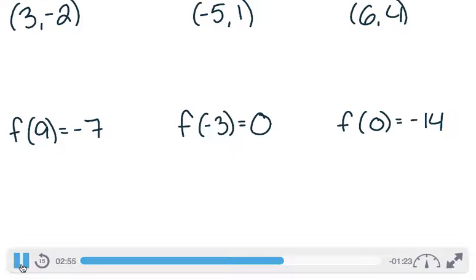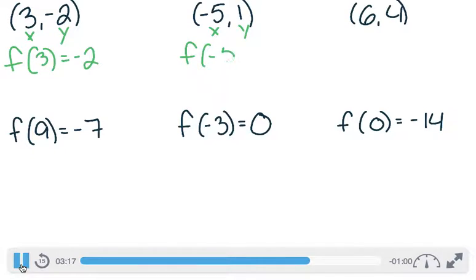Let's say, for instance, I was given (3, -2), where 3 is x and y is -2. I can rewrite this into function notation by saying f of 3 equals -2. Same thing for this one. X is -5, y is 1, so this would be f of -5 equals 1. Here, this would be f of 6 equals 4, and so that's going from a given coordinate and writing it into function notation.